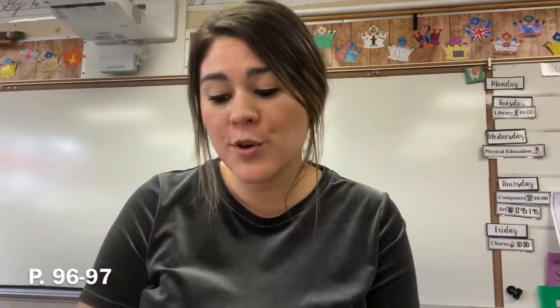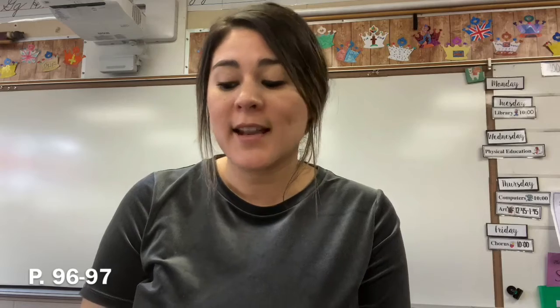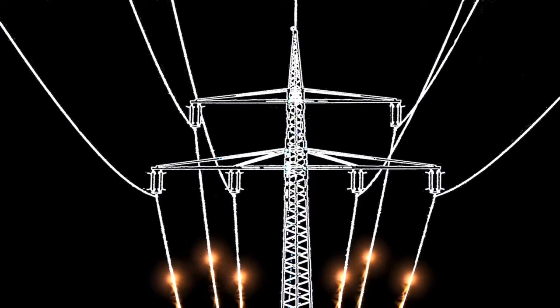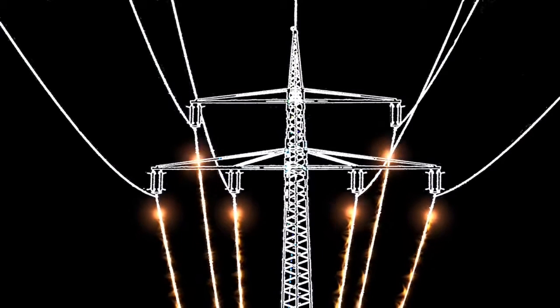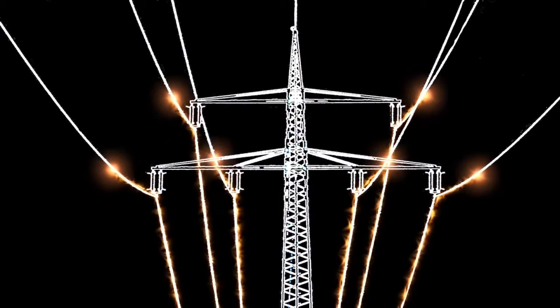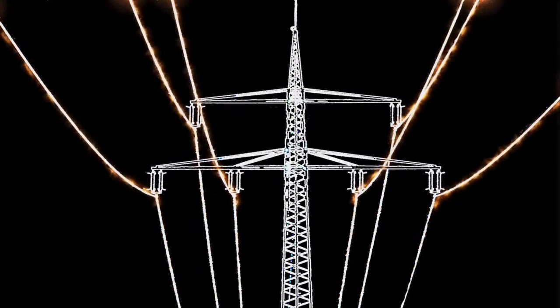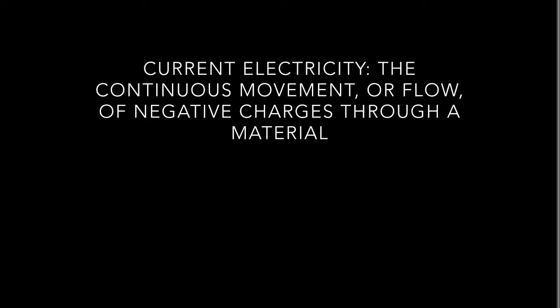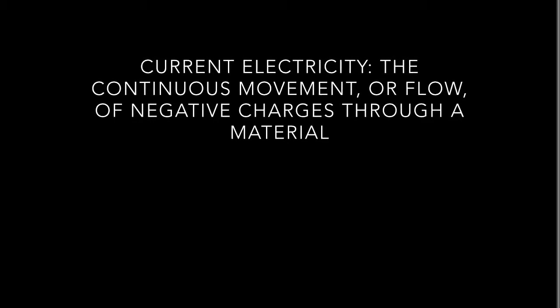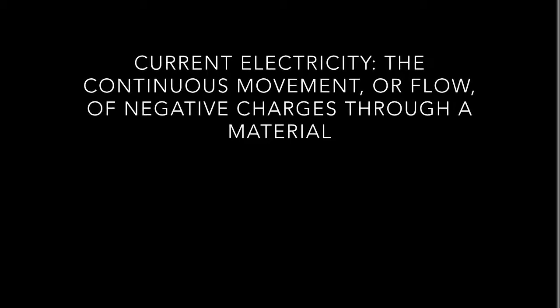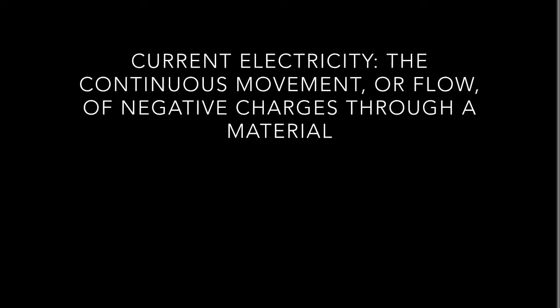All right, we're moving on to pages 96 and 97 and talking about current electricity. It gives you an example of a cord. Basically we're talking about how electricity can travel through a cord. So what is current electricity? Current electricity is the continuous movement or flow of negative charges through a material.